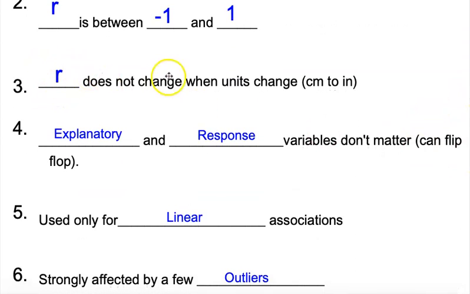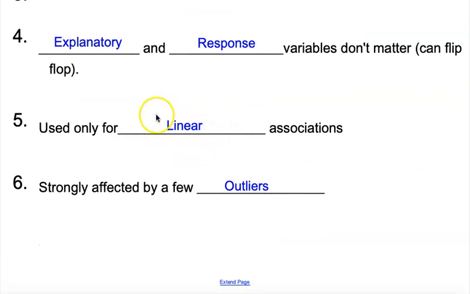The R value does not change when I change from centimeters to inches or any kind of unit change, basically. The explanatory and the response variable, so my X and my Y, can basically flip-flop and I'm still going to get the same R value. We only use R values when we talk about linear associations, and it's strongly affected by just a few outliers. So if I have an outlier in my group, or a piece of information that's way far away from the rest, it has a big impact on our R value, from being a strong association to more of a medium association. Okay.